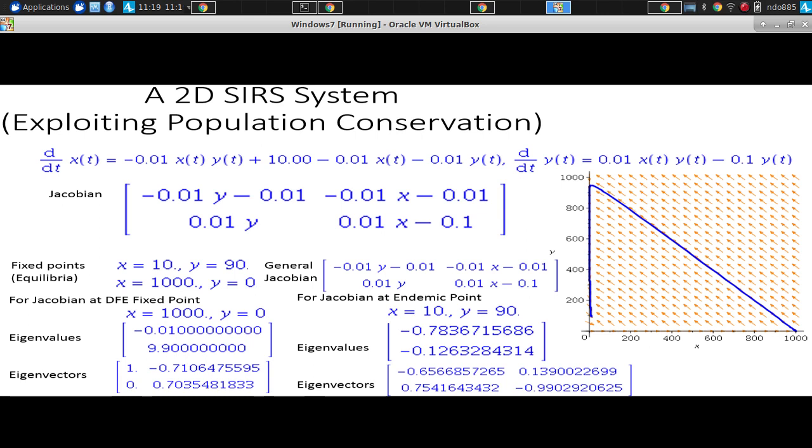Okay, so how about on the upper right? That's how the rate of change of x is dictated for a change in y. What is it? It's minus 0.01 times x, and x is 10. So minus 0.01 times 10 gives us minus 0.1, and we subtract further this guy here, so it's going to give us minus 0.11.